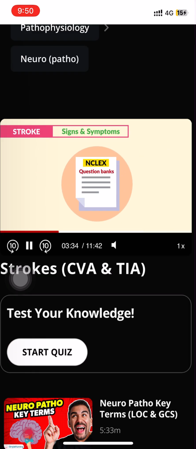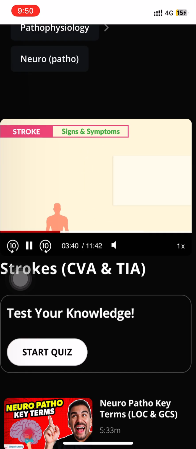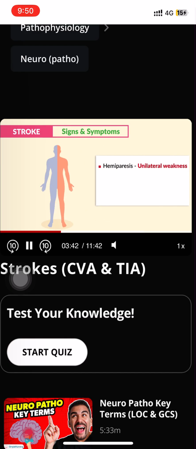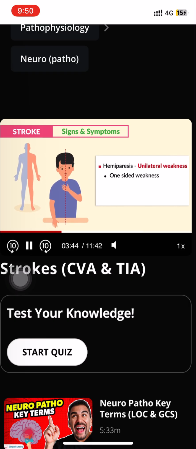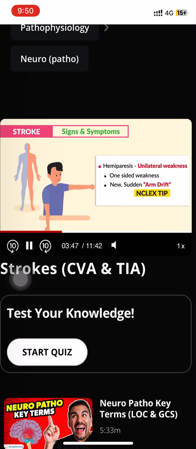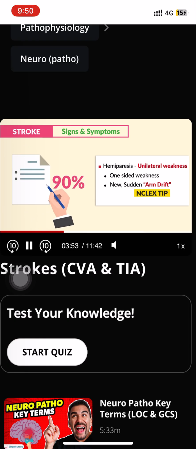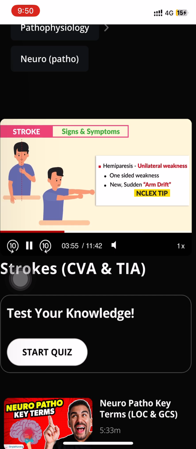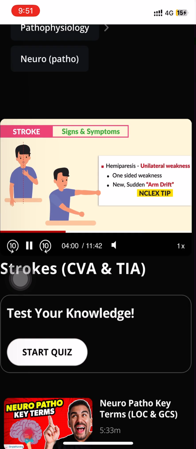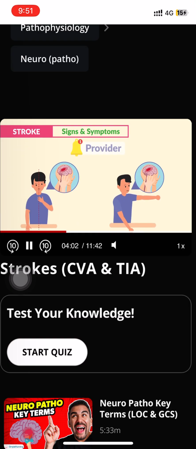Now, for the key signs and symptoms, the most tested key term on 5 different question banks was, write this down, hemiparesis, or unilateral weakness. That one-sided weakness that was new or sudden, with key term arm drift. Guys, write that down. These key terms came up 90% of the time. So if you see these terms, new or sudden, or even one-sided weakness, or even arm drift, you have to assume that it's a stroke, and we have to notify the provider immediately.